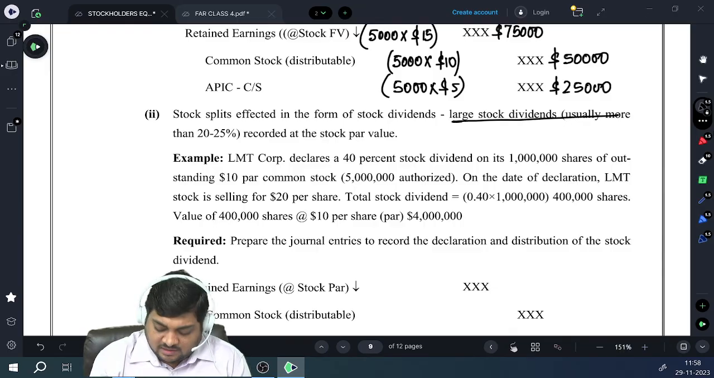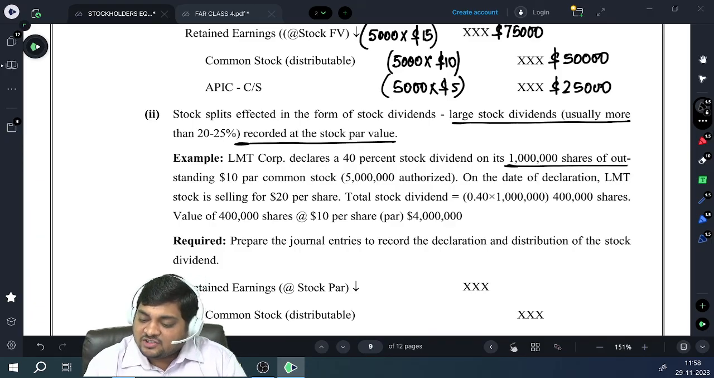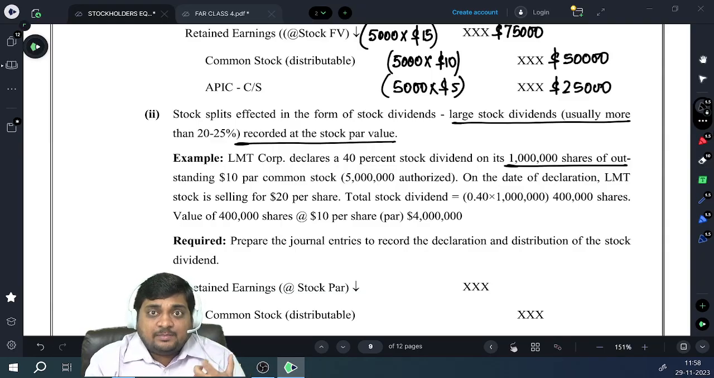Large stock dividend, right? Suppose 10 lakh shares are issued, you are giving 40% stock dividend, means 4 lakh bonus shares. The company was selling at 20, par value is 10. So had it been a small stock dividend, then in that case I would have debited retained earnings with 20, credited common stock with 10 and additional paid in capital with 10.